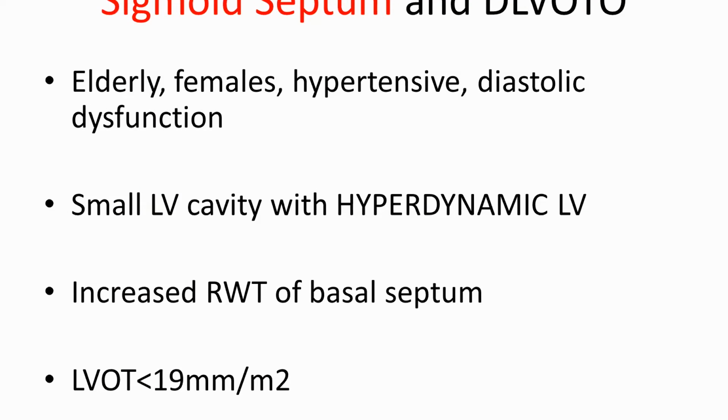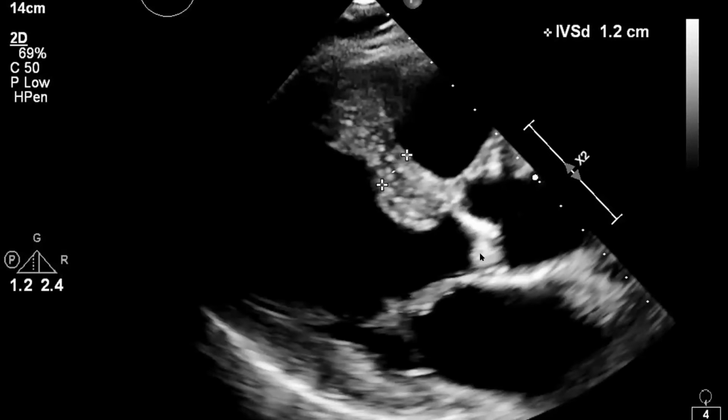So moving along, probably the commonest thing that we see are the people with sigmoid septums, and they're usually elderly hypertensive females with diastolic dysfunction and have the small hyperdynamic ventricle. They've got an increased relative wall thickness of the basal septum and a small outflow tract area. So this is a fairly typical sigmoid septum that you see. That's the sort of sigmoid S there sticking out.